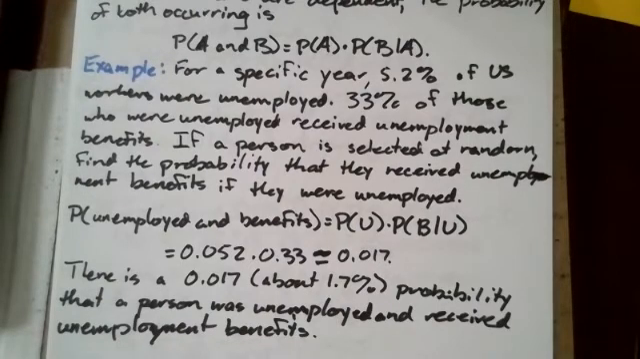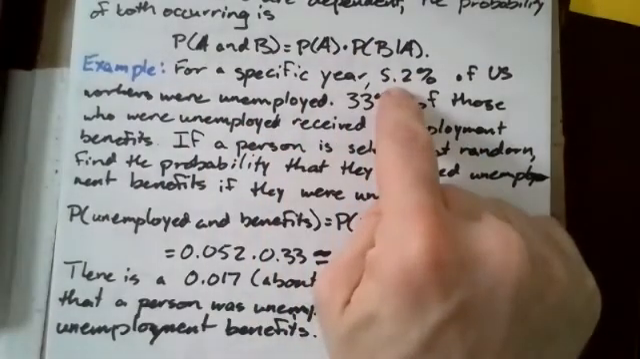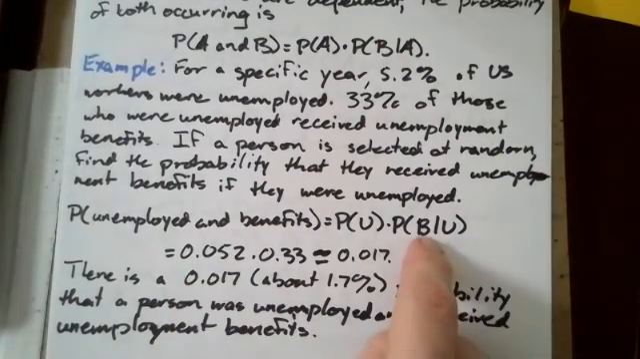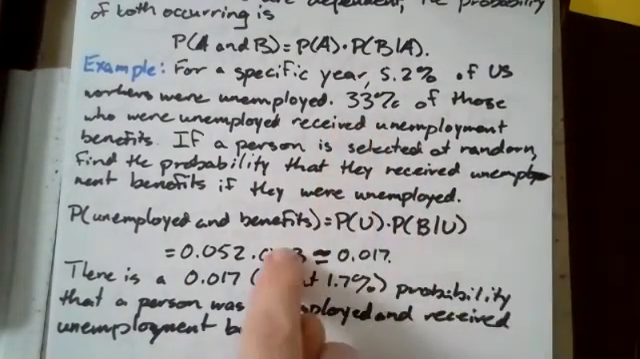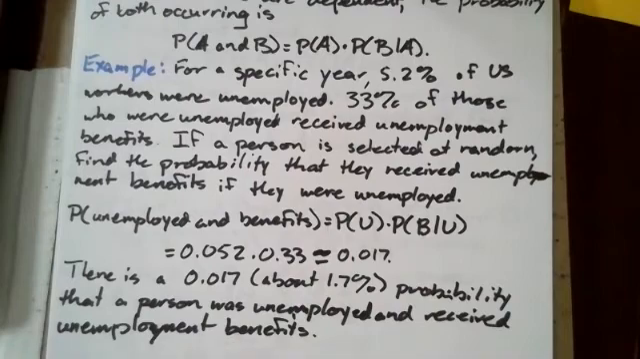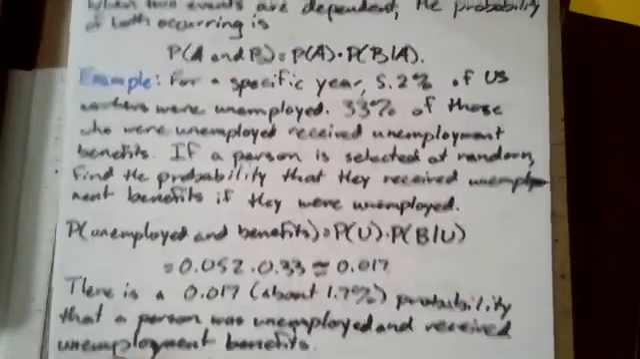So the probability of unemployed and benefits is equal to the probability of unemployment times the probability of benefits given unemployment. Well, the probability of unemployment we see up here is 5.2% or 0.052. And the probability of benefits given unemployment is 33% or 0.33. We multiply those together, that's about 0.017. So there's about a 17 1,000ths or 1.7% probability that a person was unemployed and received unemployment benefits.